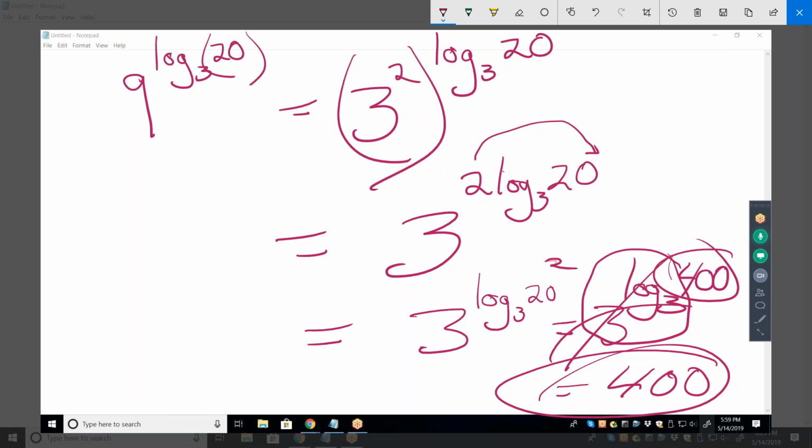This was a little tricky because we had to convert 9 into 3 squared, and we had to apply our rules of logs. Then we had to apply our rules of logs again. And then we have to go back to that basic function that some number raised to the log base of that number of the argument is equal to the argument.